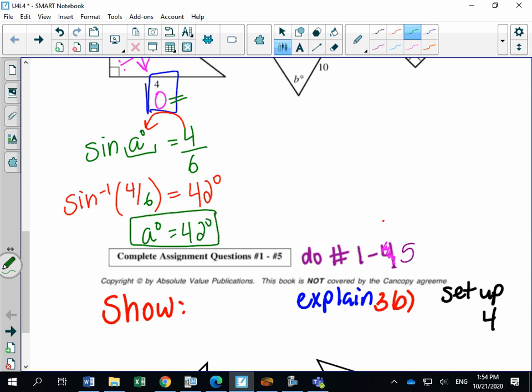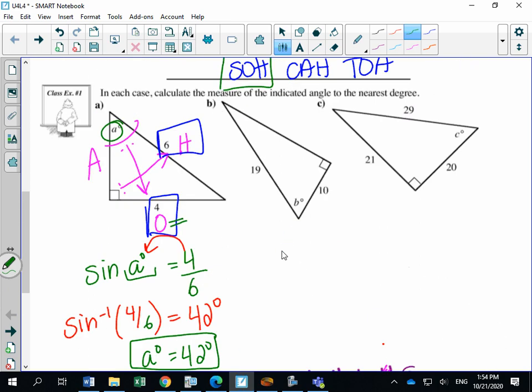Let's do B as a class, and then C you'll do on your own. And I'll just pick somebody to give me C. Okay, according to this triangle here, they want angle B. That's the angle that gets eyeballs, and that's the angle that I label from. This would be my opposite side. 19 would be my hypotenuse. 10 would be my adjacent.